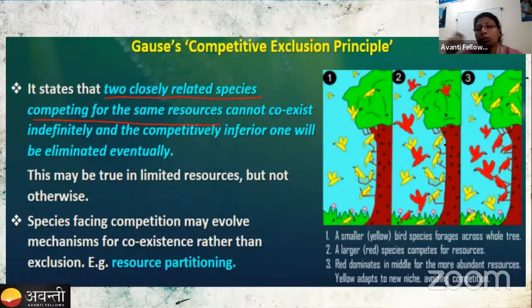Then another bird appeared. The red bird appeared there, which were also feeding on the same beetles, right? So when they are of the same strength and they are still competing for the same resource, none of them will get enough resource. Okay, for that we got some solution. That solution is the resource partitioning.